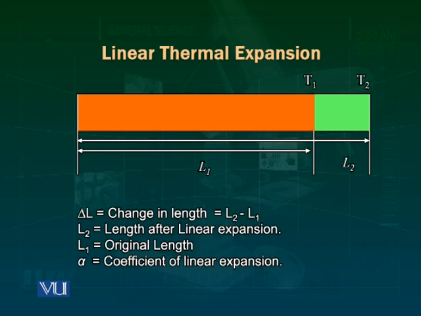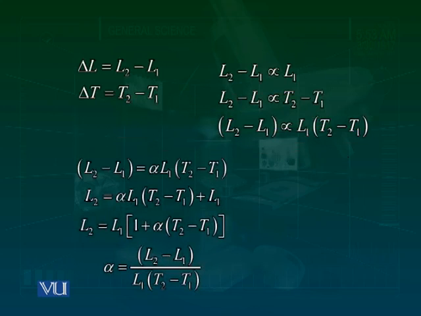And when we combine these two relationships, we find that the change in length should be proportional to the product of the original length and the change in temperature, or L2 minus L1 is proportional to L1 delta T. Now, when you convert proportionality into a constant, because it's a linear equation, we would say alpha is the coefficient of linear expansion. L2 minus L1 should be equal to alpha L1 multiplied by T2 minus T1.